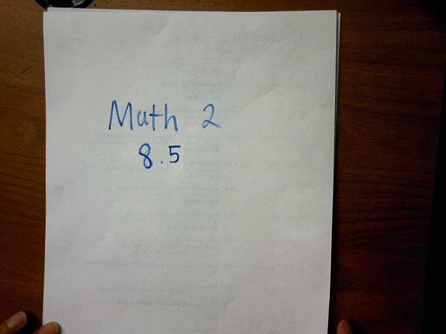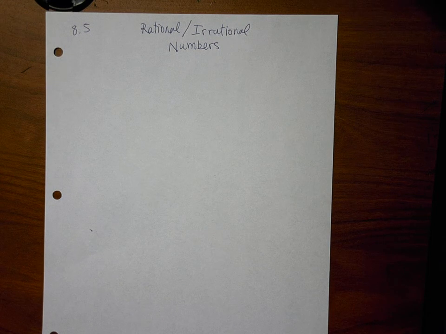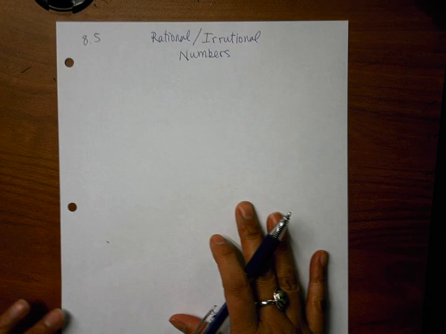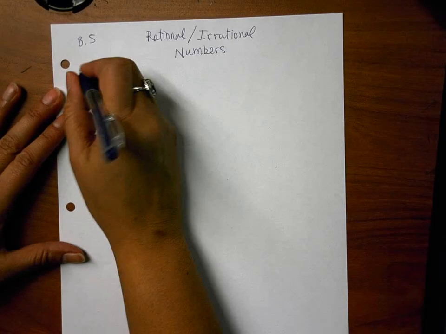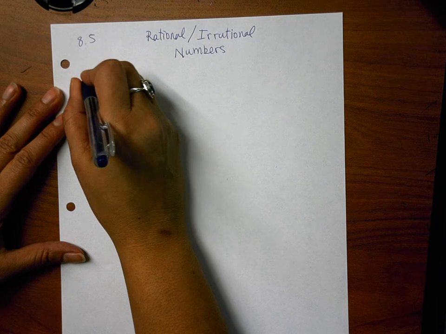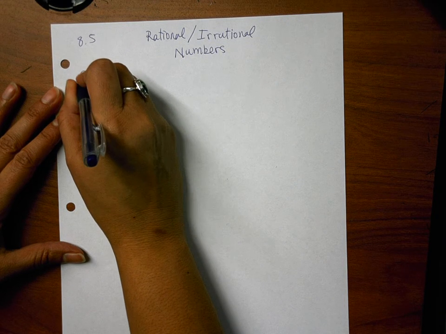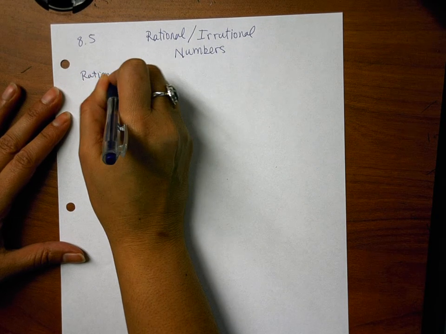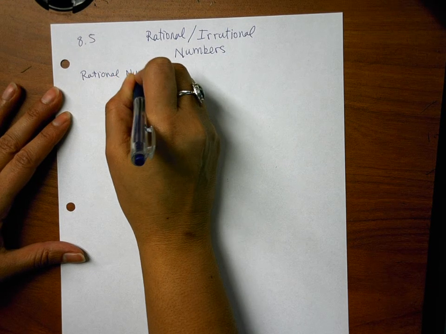This is Math 2, 8.5 notes. That's Unit 8, Lesson 5. The title is Rational/Irrational Numbers. And we're going to go through and define those two types of numbers right now. So first one, what is a rational number?